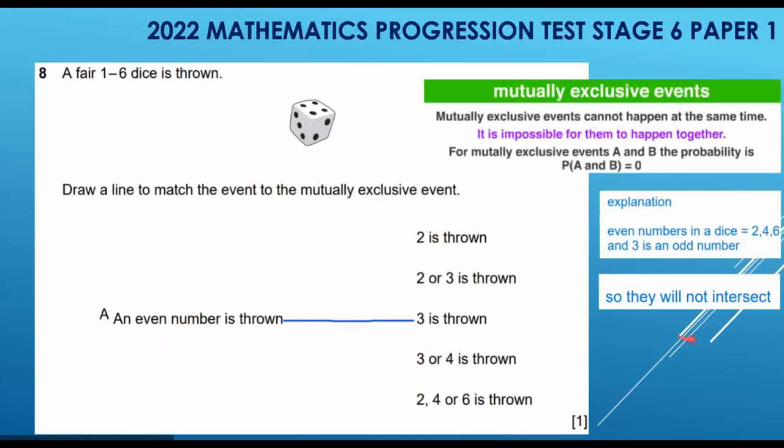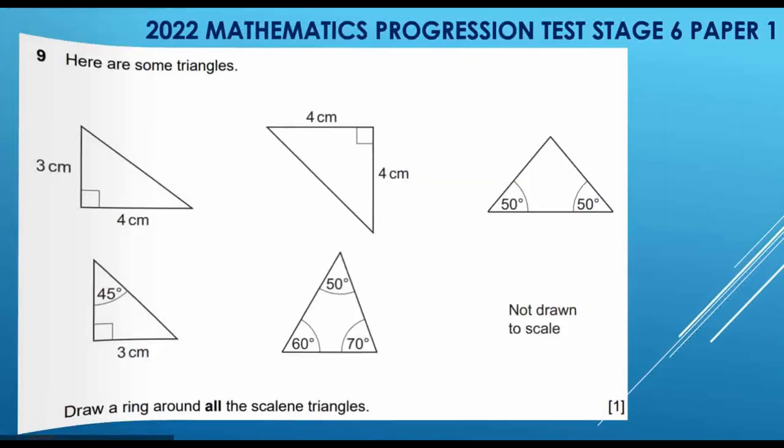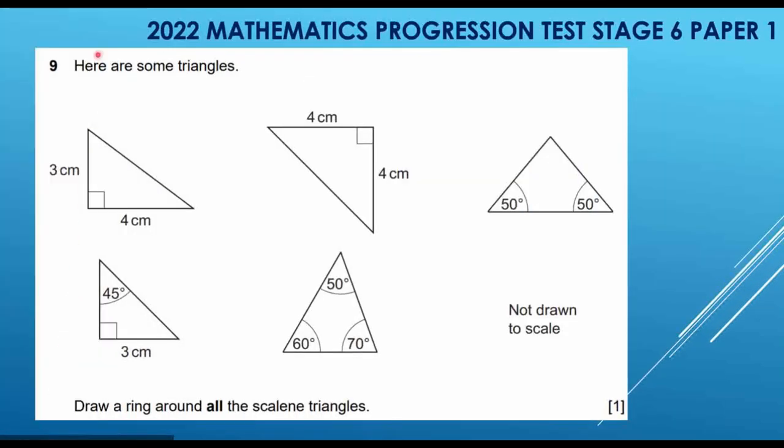So this is still explanation. There will be no intersection of these two events. They will not happen at the same time. We go to question 9. Here are some triangles. Draw a ring around all the scalene triangles.